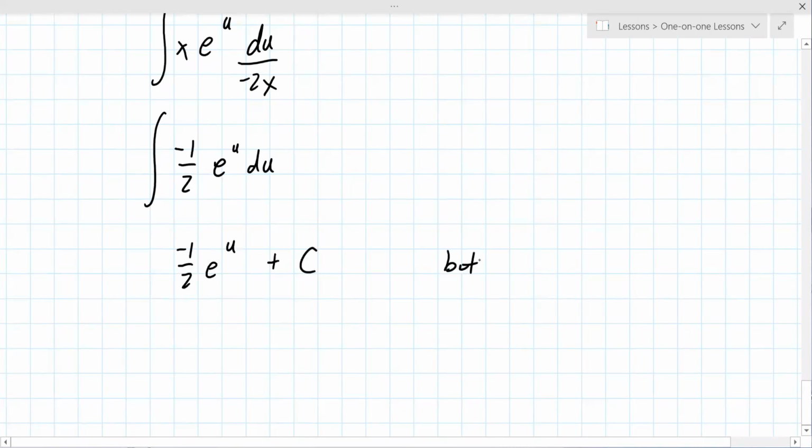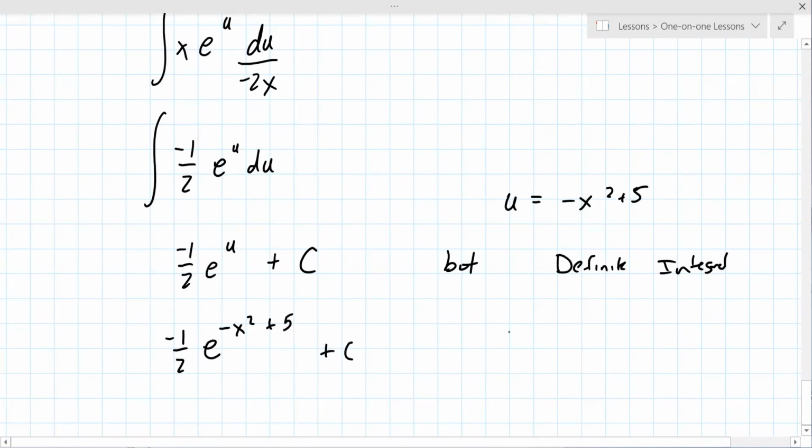But this is called a definite integral. So there is no plus c this time. But this is kind of like where we were at in the previous problems. Your u is minus x squared plus 5. So this is really minus 1/2 e to the minus x squared plus 5 plus c. But again, it's a definite integral. So we have to do something slightly different at this step. So the whole time it had these bounds. It had negative 3 to 3, negative 3 to 3.